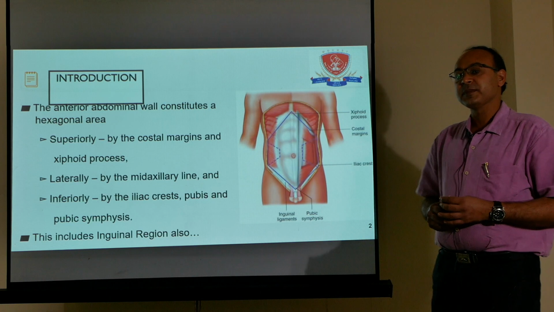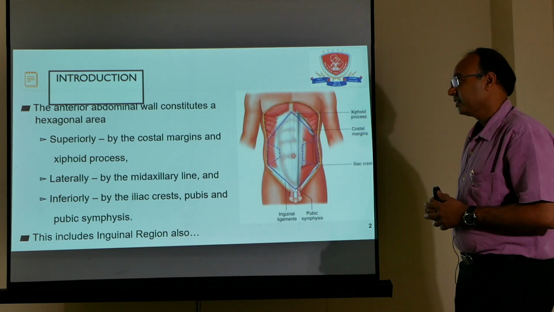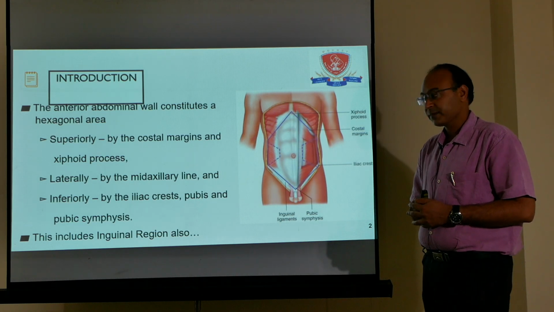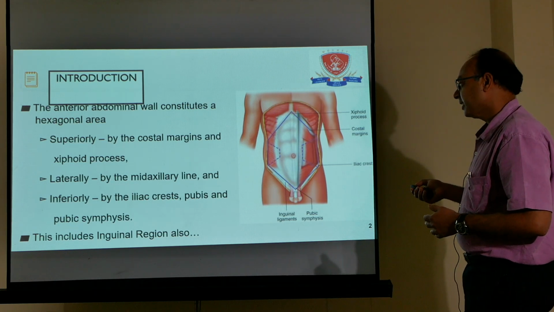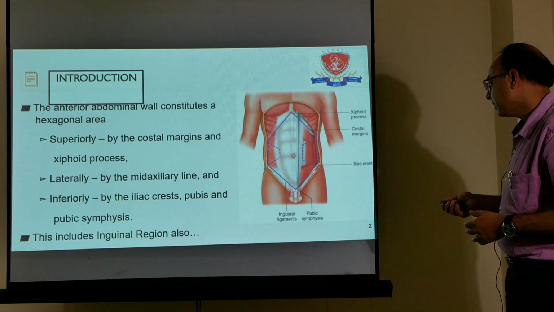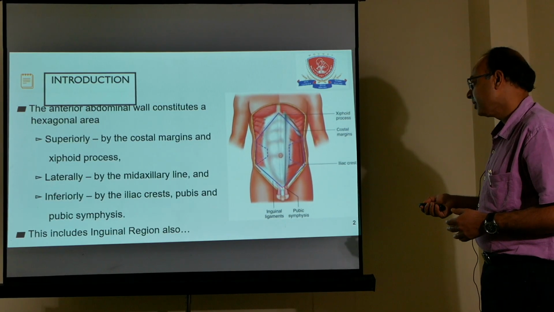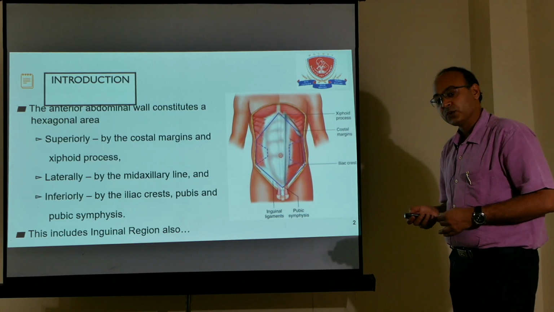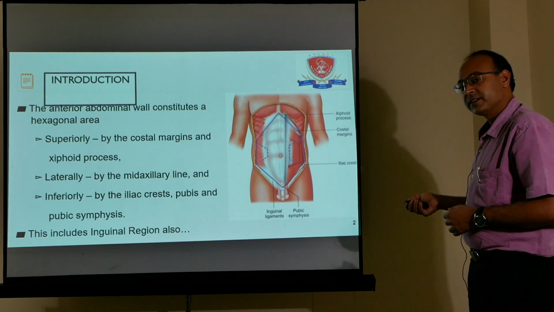The anterior abdominal wall is basically a hexagonal shaped structure seen anteriorly. Superiorly, it is bounded by the costal margins and xiphoid process. Laterally, by the mid-axillary line. Inferiorly, by the iliac crest, the inguinal ligament, the pubis bone and the pubic symphysis. This anterior abdominal wall includes the anatomy of the inguinal region also, which will be covered in a separate class.